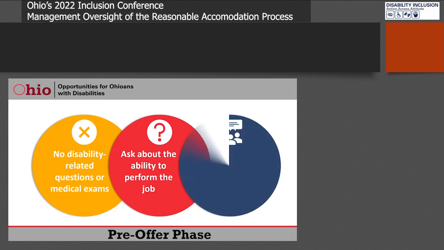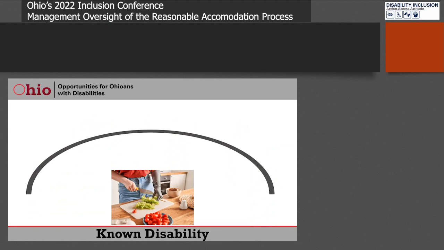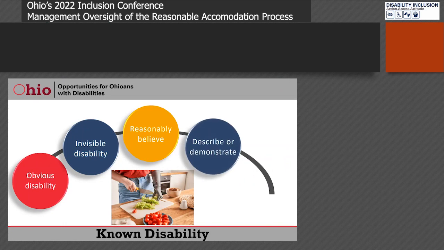And you can ask all candidates to describe or demonstrate how they would perform a job task with or without reasonable accommodation. Julie, does any of this guidance change when a candidate has a known disability? That's a great question. Sometimes an interviewer knows a candidate has a disability because the disability is obvious, like a candidate who uses a wheelchair, or when a candidate chooses to disclose an invisible disability, like dyslexia. What the guidance says is, when you know a candidate has a disability and you can reasonably believe the disability may interfere with or prevent the candidate from performing a task, you can ask the candidate to describe or demonstrate how they would perform the task, even if you did not ask the other candidates.